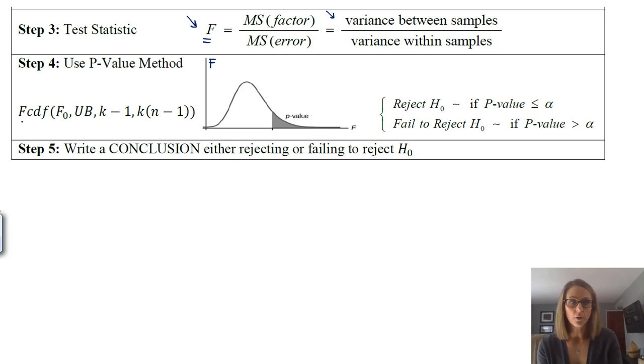There is a calculator function, an FCDF for this. That's, of course, adding up the area just like normal CDF or TCDF. So that is an option, but it's not a focus that we have. We'll just be focusing on the calculator. Same thing, we want a small p-value, less than alpha. Then we reject or fail to reject based on our decision, and that's it. So let's take a look at an example.